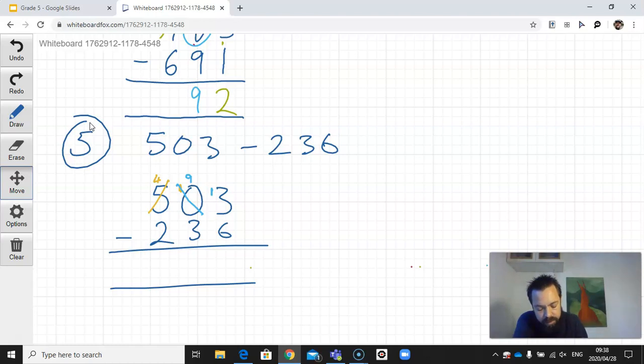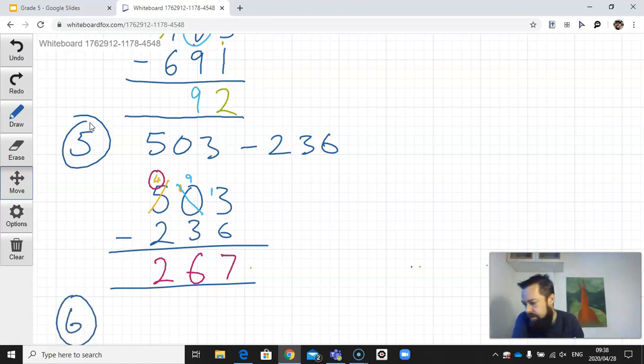So now I've got 13 here, 9 there, and 4 there. So 13 minus 6 is 5. No, sorry, oh my goodness, it's 7. Mental arithmetic, people. 9 minus 3 is 6. 4 minus 2 is 2. And there's my answer.